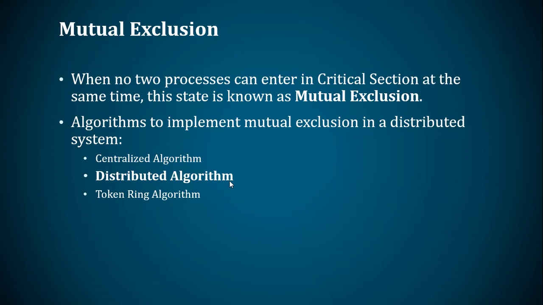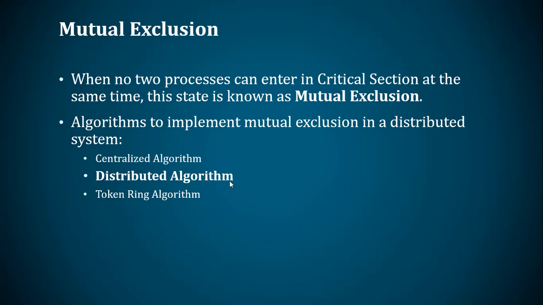In distributed algorithm, when a process wants to enter a critical section, it builds a message containing the name of the critical section, its process number and the current time. After building a message, it sends the message to all other processes including itself. The sending of messages is assumed to be reliable.